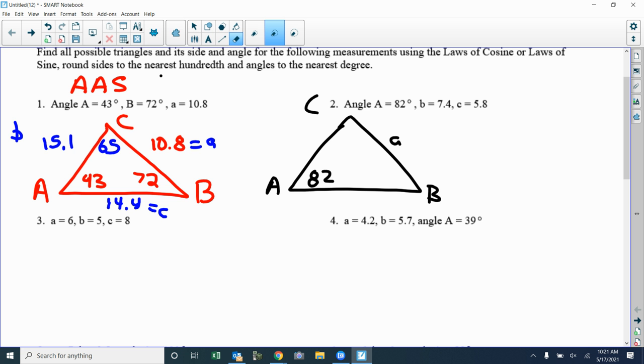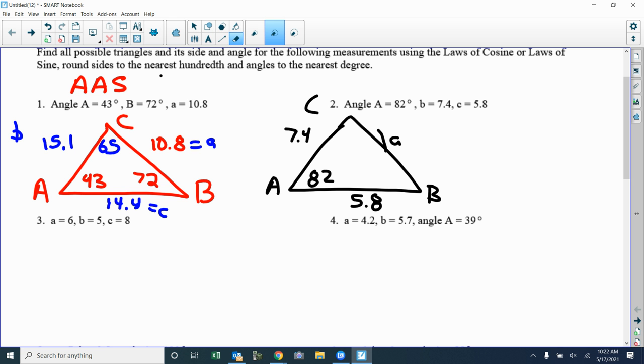We have angle A, side B, which is 7.4, and we have side C. I guess I had it right, didn't I? I was looking at this one and looking at that one, so be careful, don't do what I just did. I was looking at this one and trying to figure things out. I did it wrong. All right, so we're good to go.